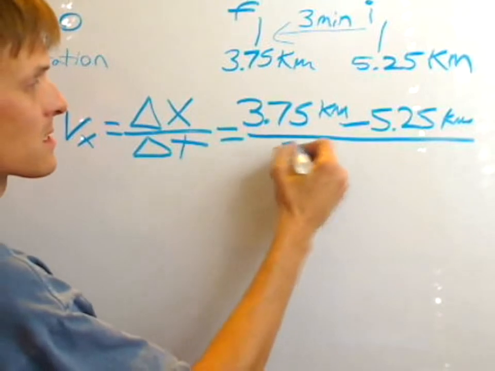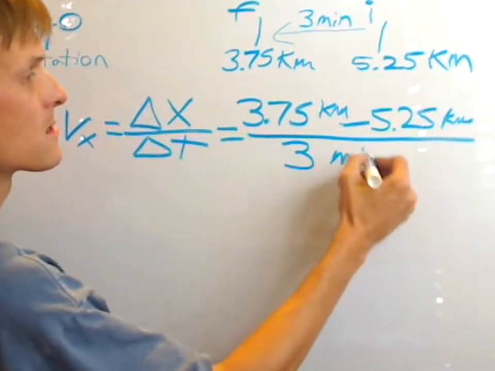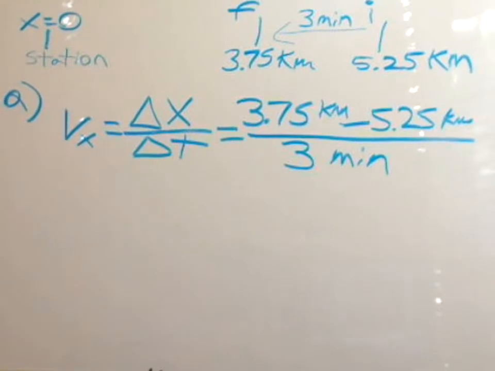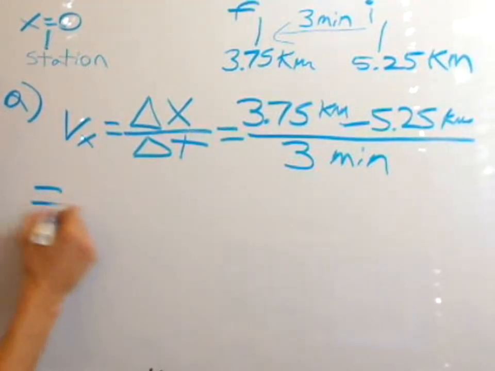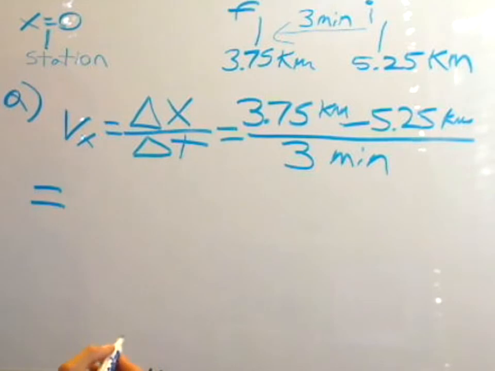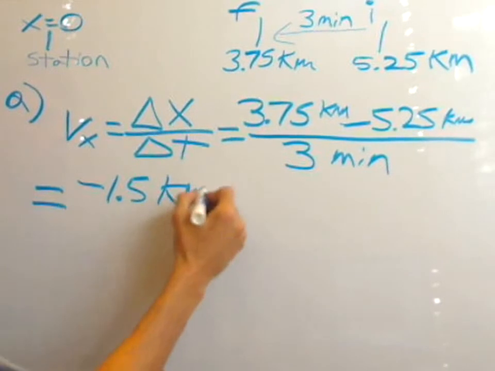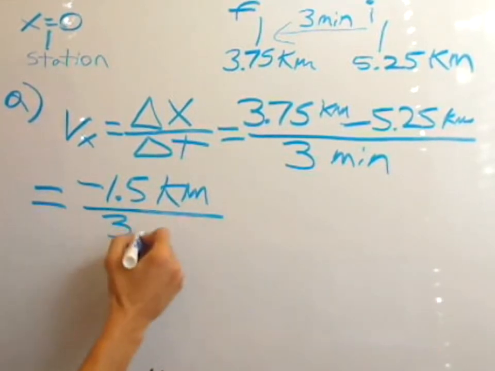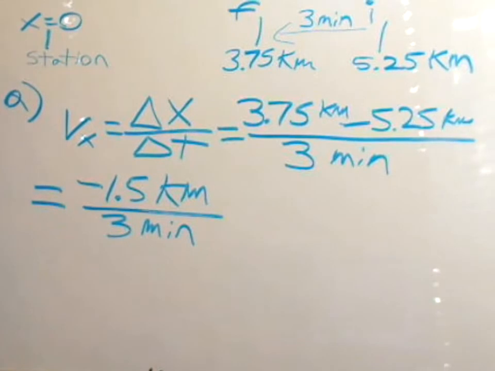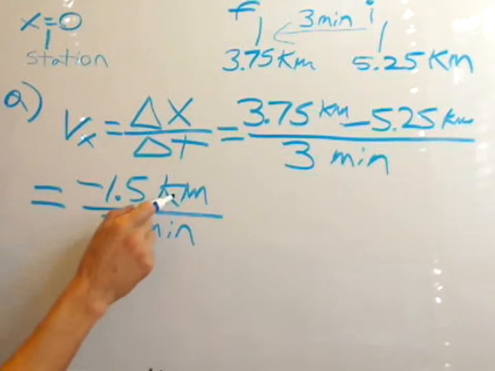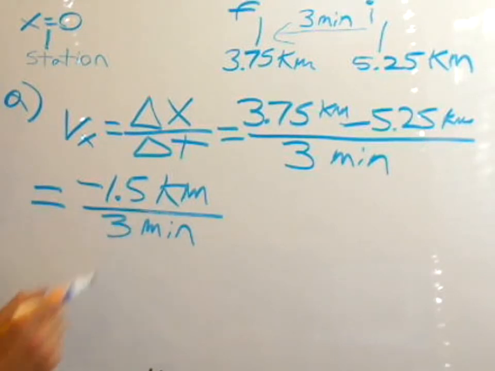So we bring this down over here. 3.75 minus 5.25 is negative 1.5 kilometers. And that's divided by 3 minutes. So we're going to get an unusual unit here for velocity. We're going to get kilometers per minute when we divide this all up. Now, we really want a more reasonable unit. So let's get it in terms of kilometers per hour.